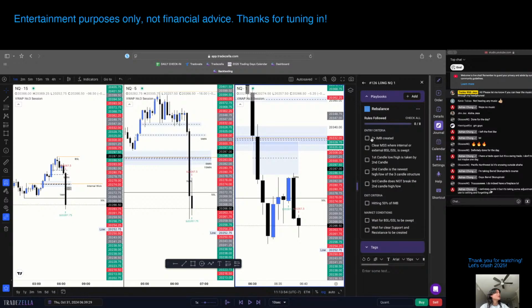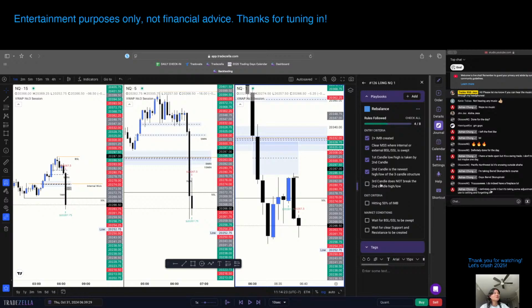There were 2 imbalances, but not to the upside on the 5, so can't use that. There was a structure shift because we were trying to find it on the up and up. First candle low and high is taken by the second, so yes. Second did take both. Second is the newest of the 3, yes. Technically I could say yes for all of these.